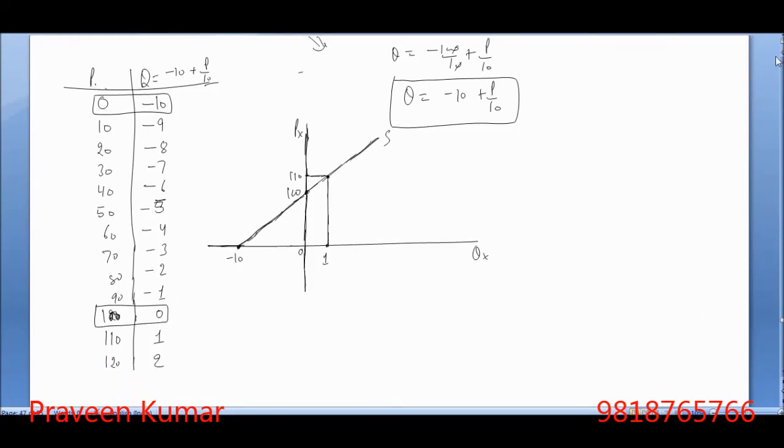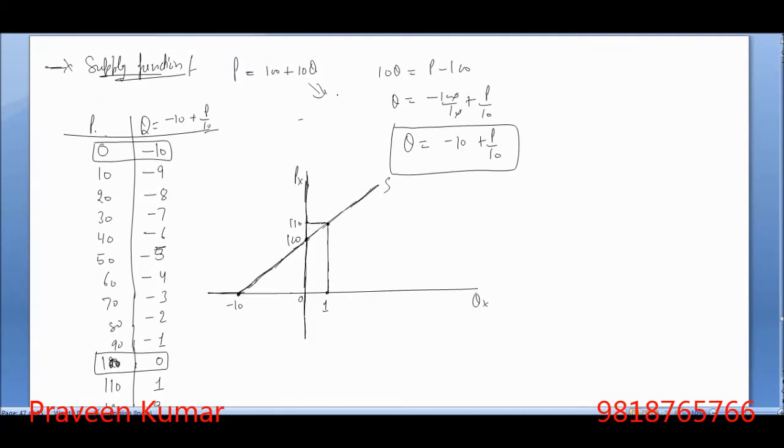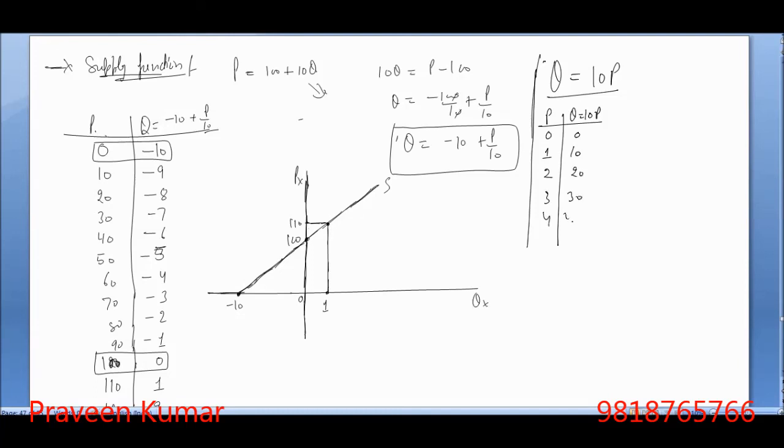This is what it means. Similarly, you can draw different supply curves, supply functions. We have this one, then we can have something like this: Q equals 10P. In this case, the supply curve starts from the origin. You can calculate different points. We can have price, and we can have different quantities, 10P. Suppose 0, then 0. At 1 this would be 10, at 2 this would be 20, at 3 this would be 30, at 4 this would be 40, and so on and so forth further.